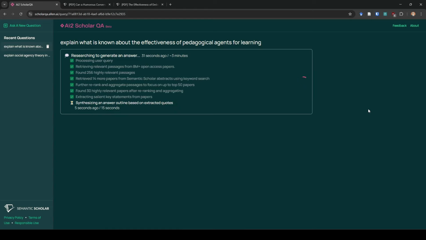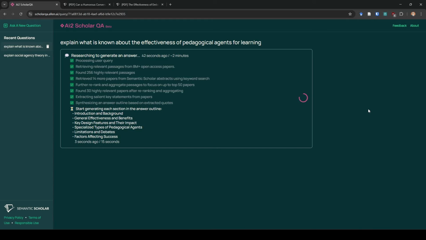So this should be an easy question for it. I think it'll probably very much excel based on how it answered my social agency theory question. But we'll give it a minute here just to run, and we'll see what it comes up with. All right, so now it's generating the background.